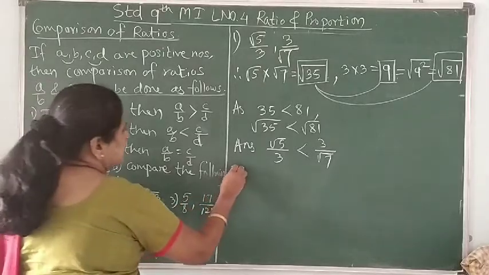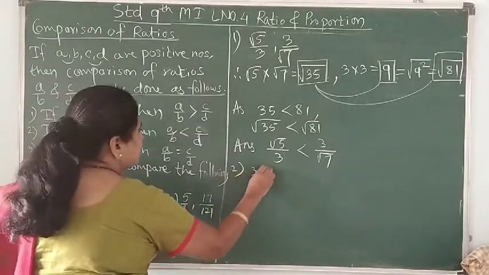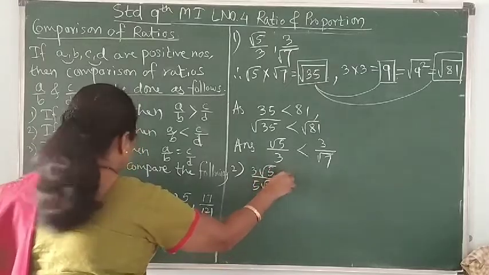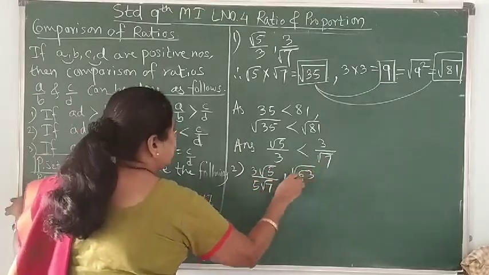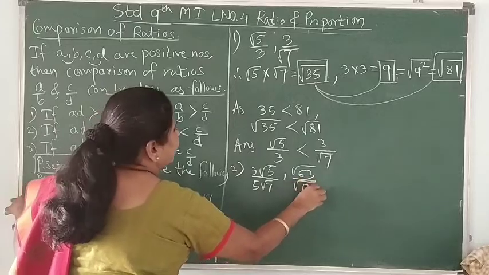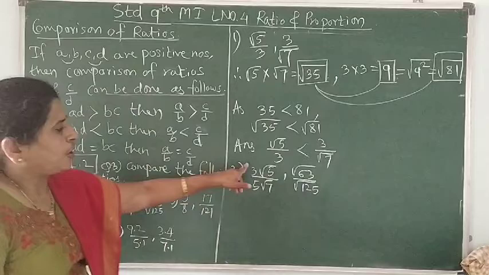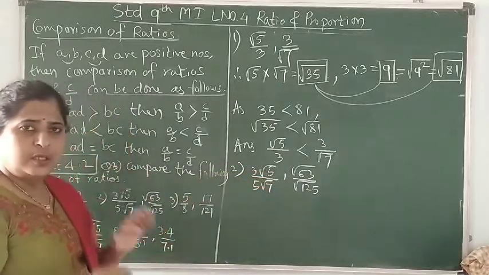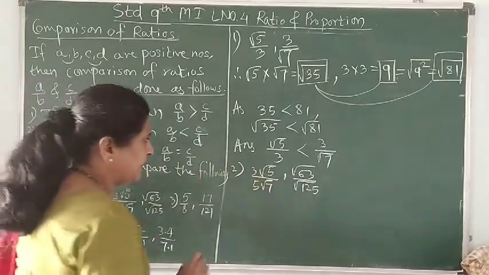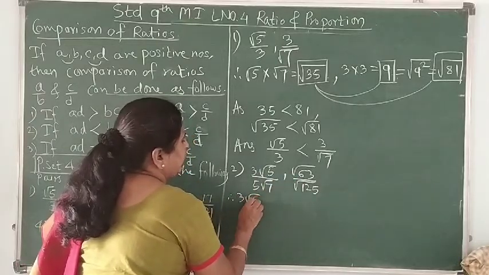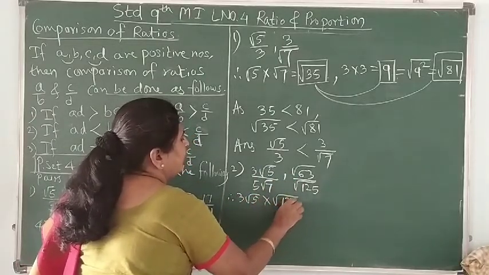Let's see the second sum where the pair given is 3 square root of 5 upon 5 square root of 7, and here it is square root of 63 upon square root of 125. Now we need to take the product of these two and these two in such a way that we can do the comparison. So let's take the product of 3 square root of 5 multiplied by square root of 125.